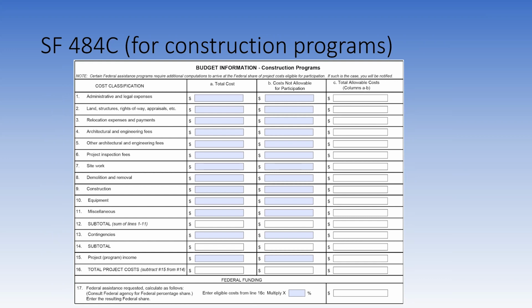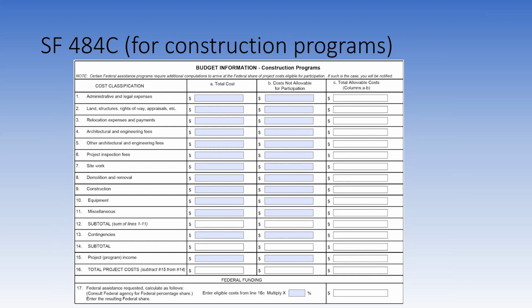construction projects on here. One thing to note now, column A is looking for total cost of these items. We also have column B, which are costs not allowable for participation. And then column C is going to subtract those out. So column A minus column B to get you the total allowable cost in these different areas. So now we're talking about major construction projects. There are some items here you wouldn't see other places, like site work, demolition and removal. These are specific to major construction.